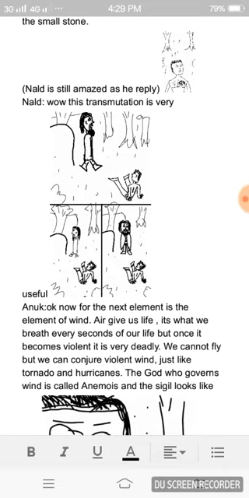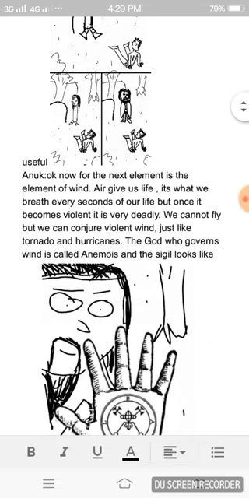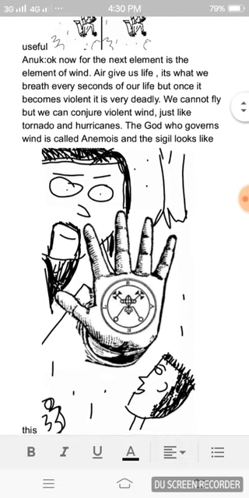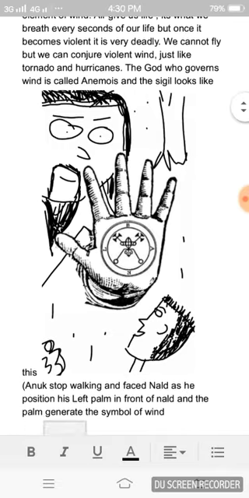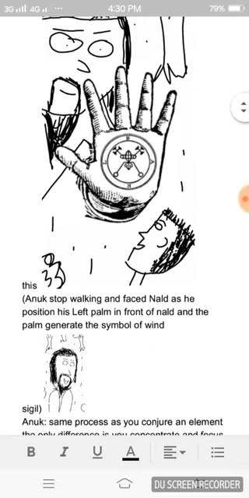Okay, now the next element is the element of wind. Air gives us life. It is what we breathe every second of our life. But once it becomes violent, it is very deadly. We cannot fly, but we can conjure violent wind, just like tornadoes and hurricanes. The god who governs wind is called Animwa, and the sigil looks like this.